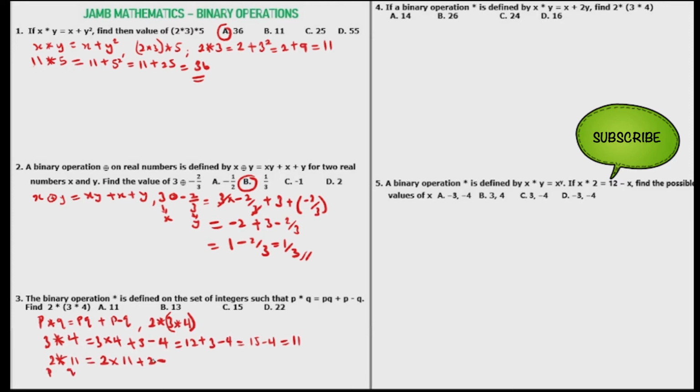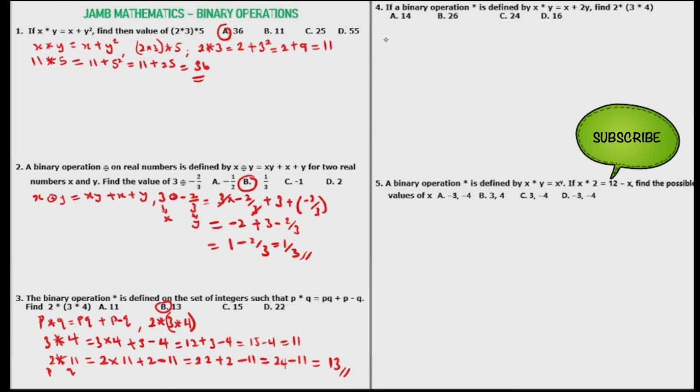So 2 times 11 plus 2 minus Q, which is 11 again. 2 times 11 is 22, plus 2 makes 24, minus 11. So we have 24 minus 11, and the answer here is 13. Final answer is 13, option B.